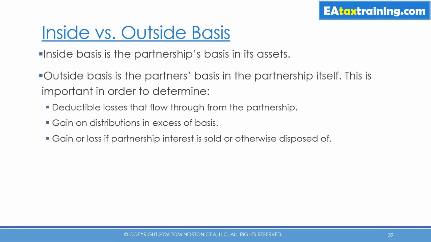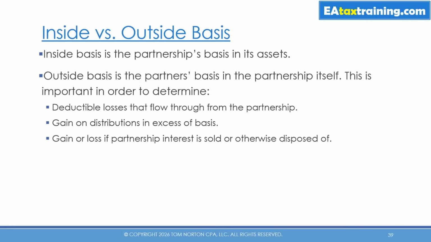It's going to have a basis in the assets that it owns. That is called the inside basis. The outside basis is the partner's basis in the partnership itself. That outside basis is important because it's used to determine deductible losses that flow through from the partnership. You get to deduct the losses that come from the partnership, but only to the extent that you have basis in that partnership. If you don't have any basis, you cannot deduct those flow through losses.